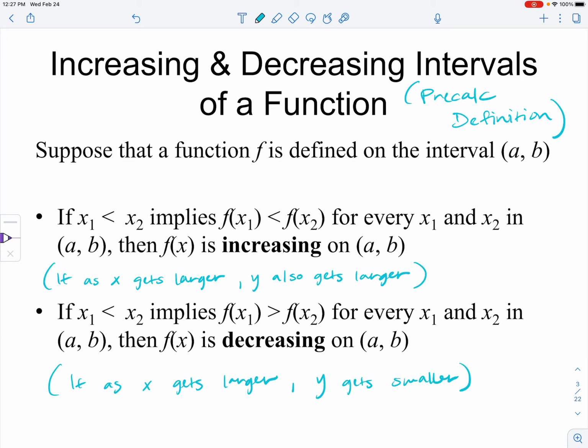Different for that definition. So if as x is getting larger, y is staying the same, depending on what text you are using, it might just identify that as staying constant, but it also might say it's increasing or decreasing depending on the open interval and the function that you're looking at.